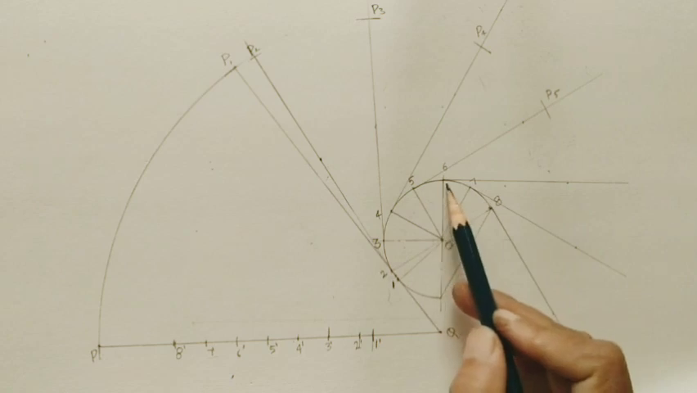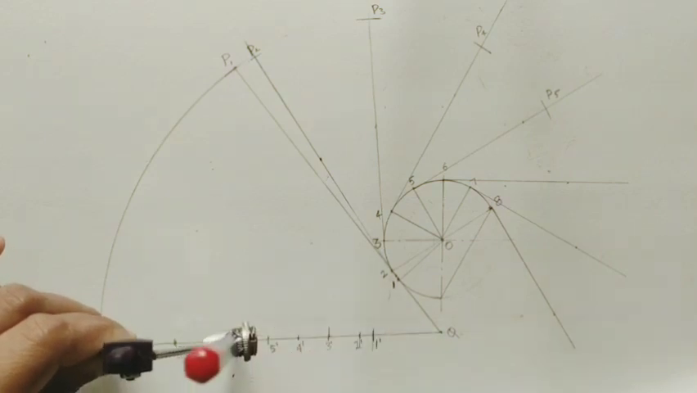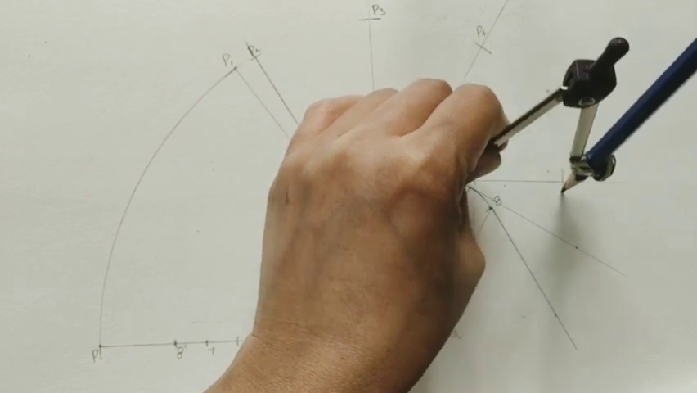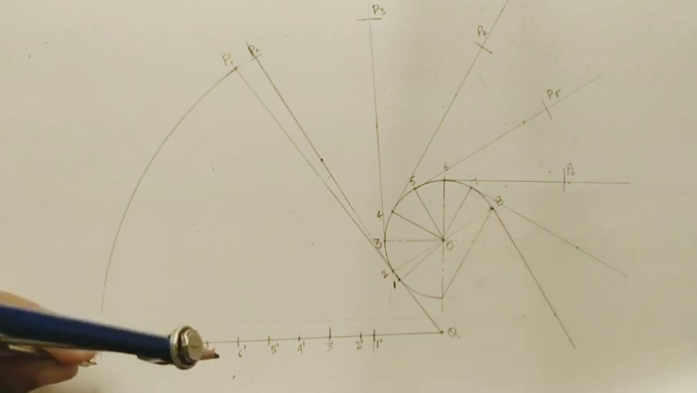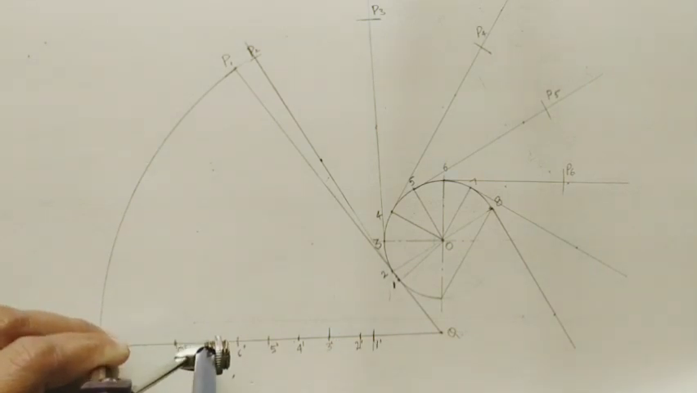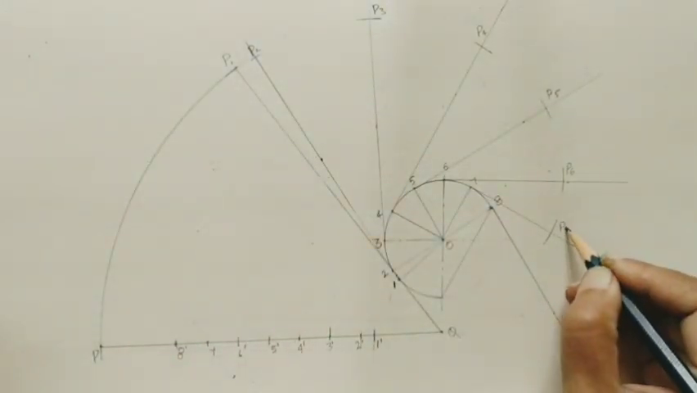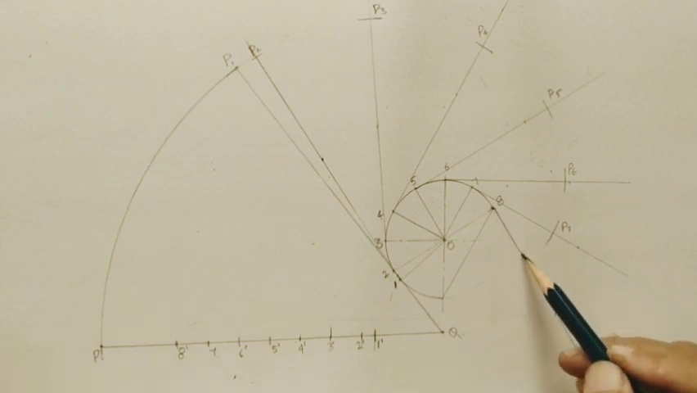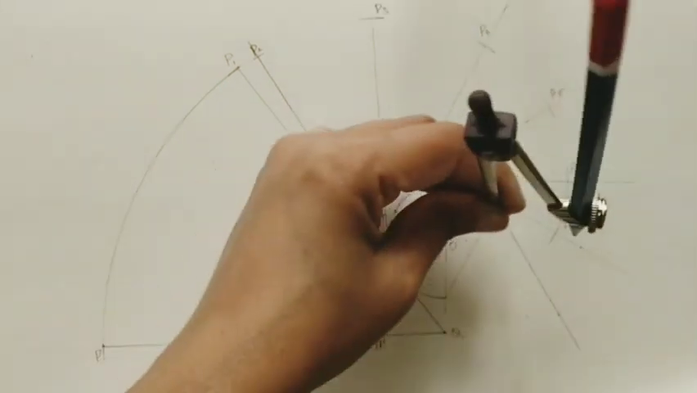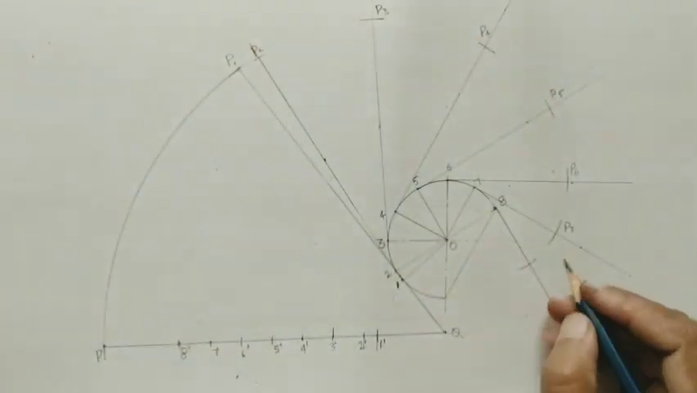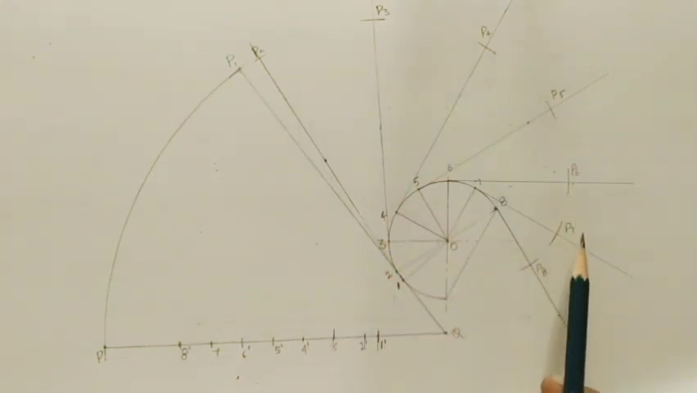After P5 mark P6 on the sixth one. P6 means P to 6 dash length. By using compass, P6 dash I am taking on the sixth one. So P6. Similarly after P6 mark P7 on the seventh line, so I am taking P7. After P7 mark P8 on the 8th line. P8 means this length, from P to 8 dash. So take this length, mark here. This is P8. So we got all the points P1, P2, P3, P4, P5, P6, P7, P8.